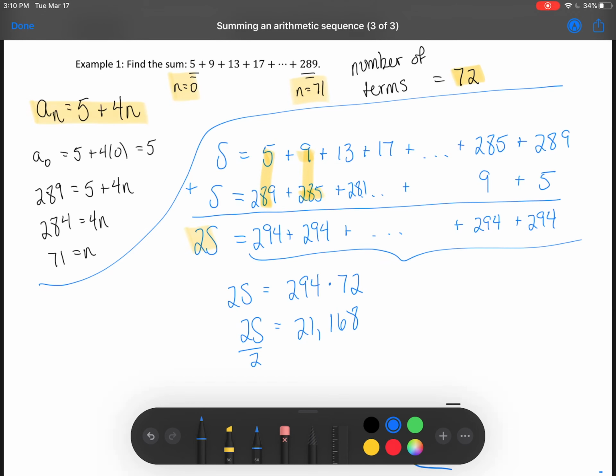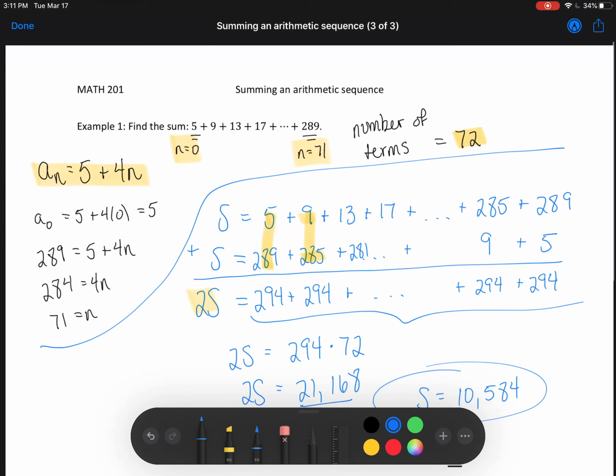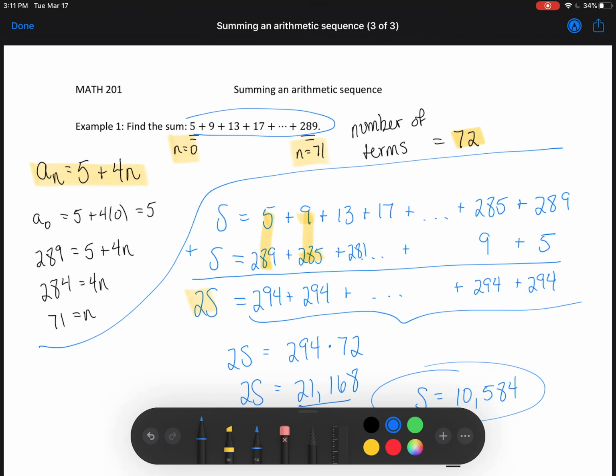Of course, we weren't asked to find 2S. We want to know what S is. So we grab our calculators again to divide by 2 and get that S is equal to 10,584. So this S is exactly the sum of this arithmetic sequence that we started with.